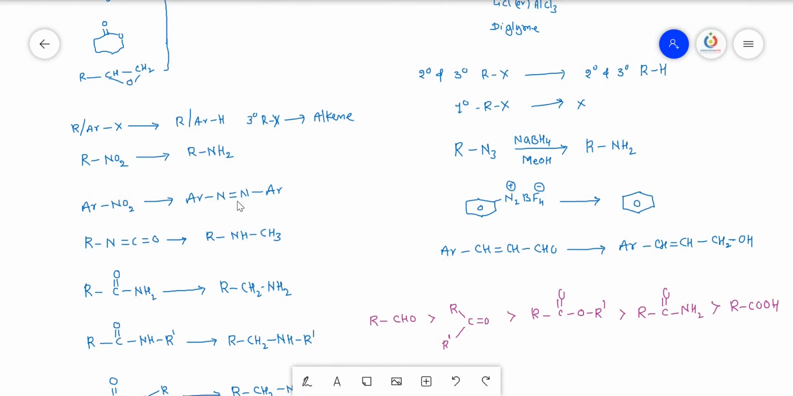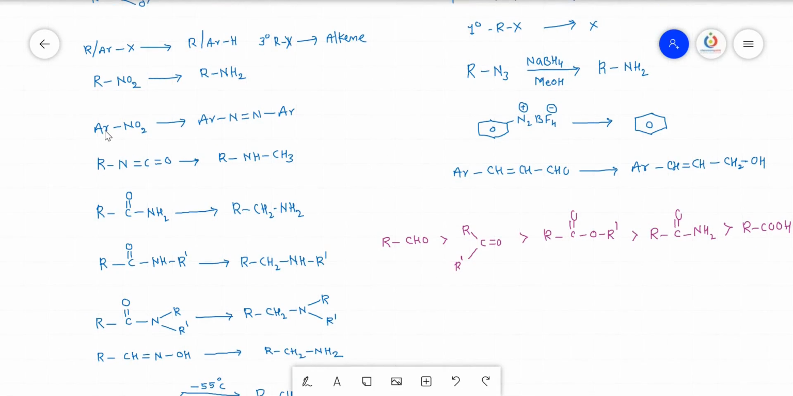So aromatic nitro compounds give the azo compounds. If you take the nitrobenzene here, you will get the azobenzene. And isocyanates give the secondary amines. Amides will be converted to the primary amines. Secondary amides also will be converted to the secondary amines. Tertiary amides will be converted to these tertiary amines.